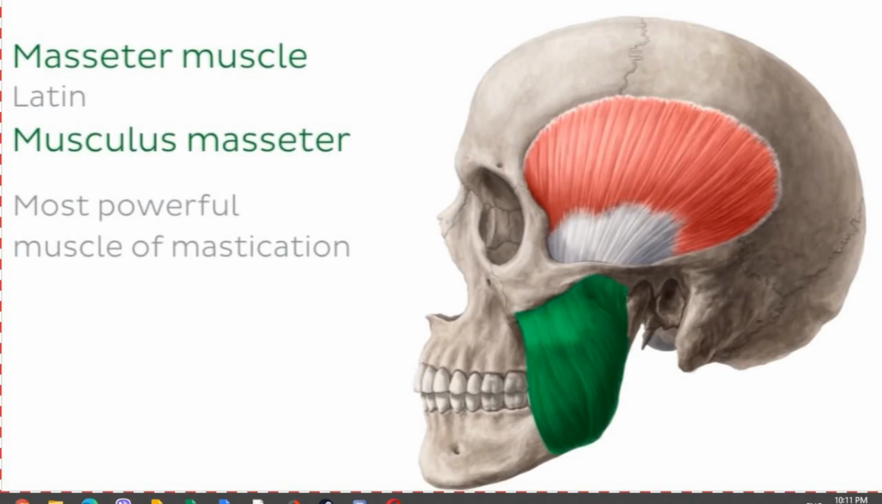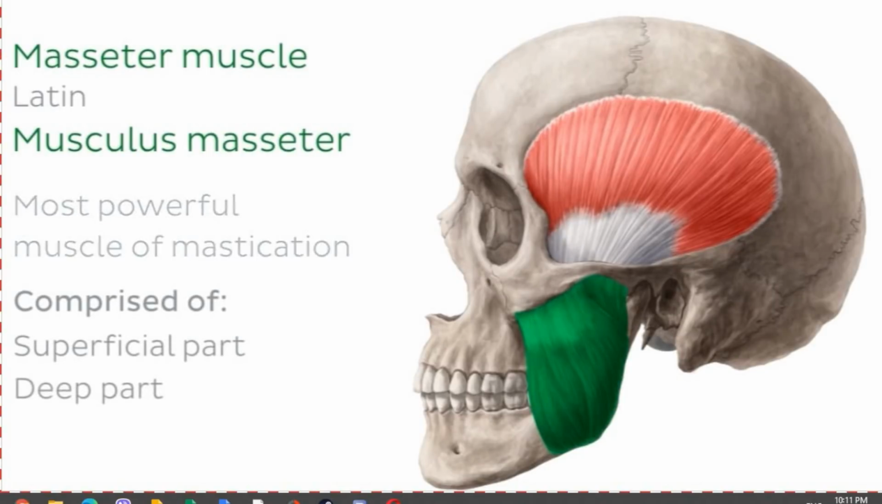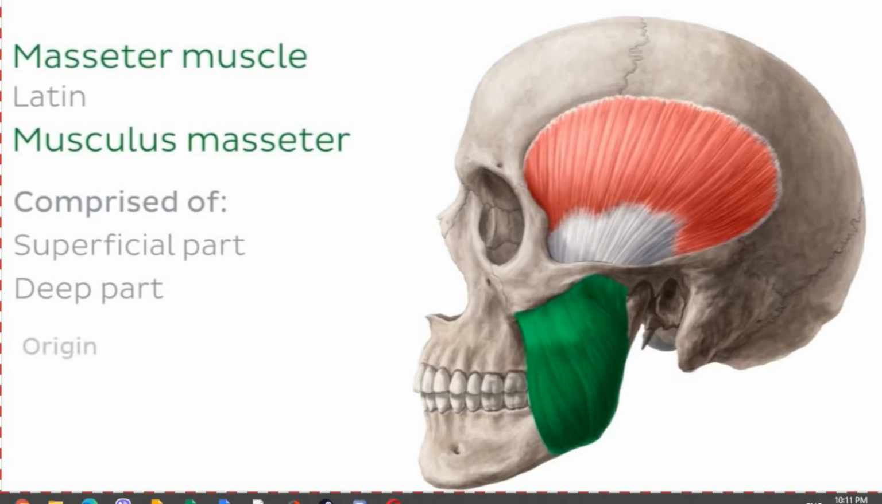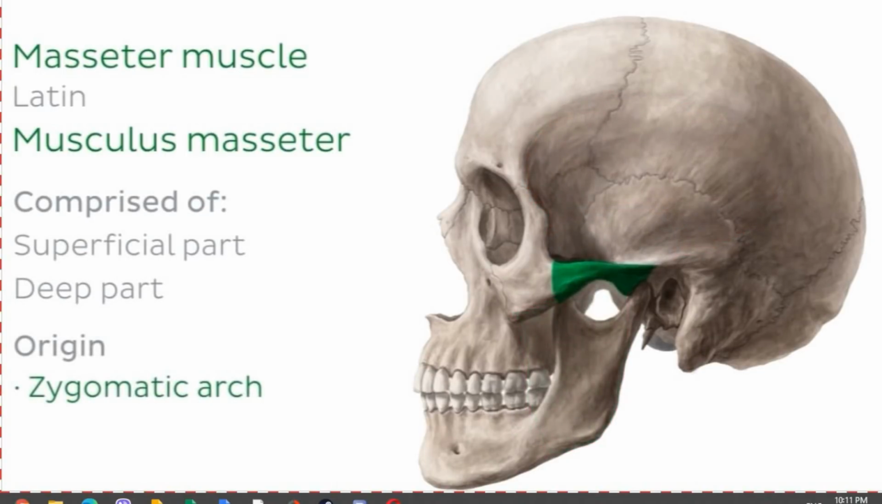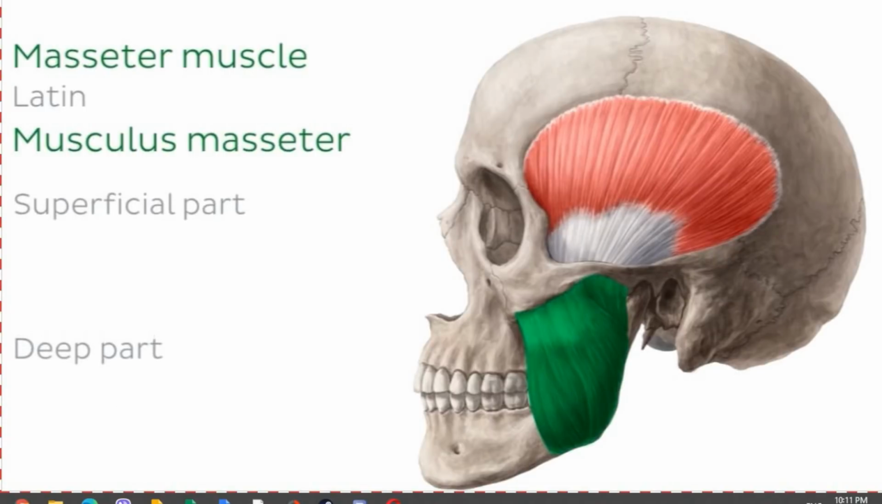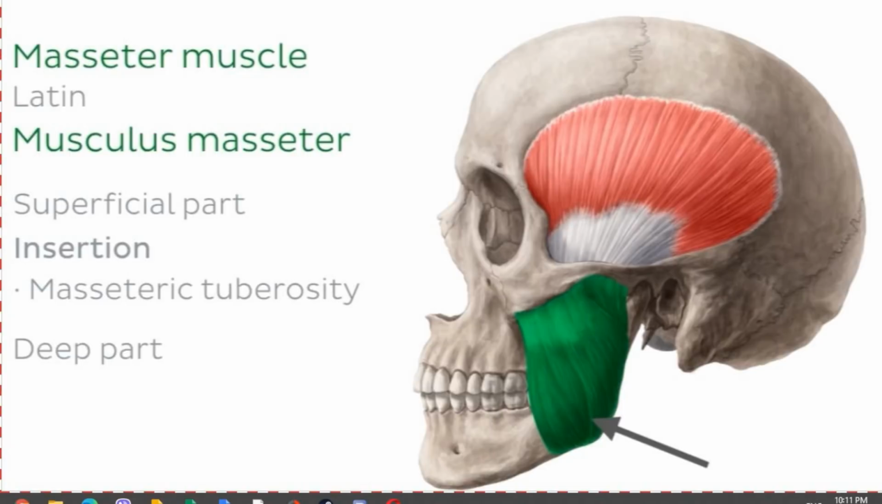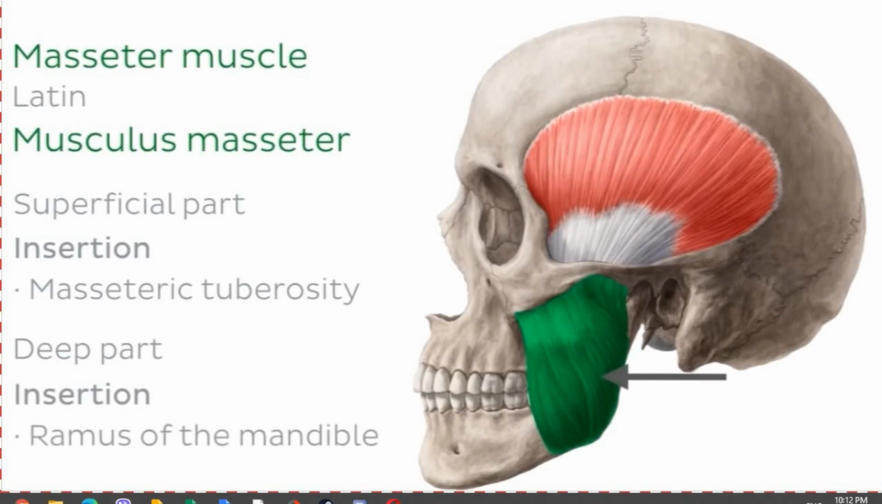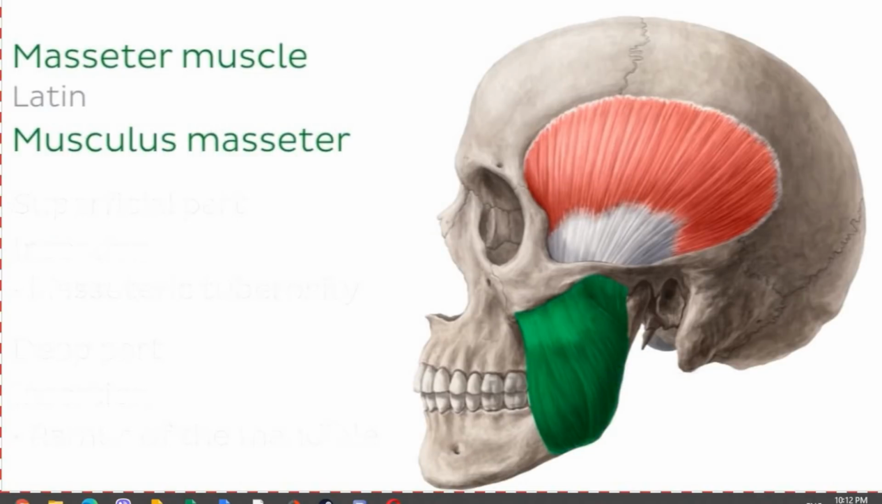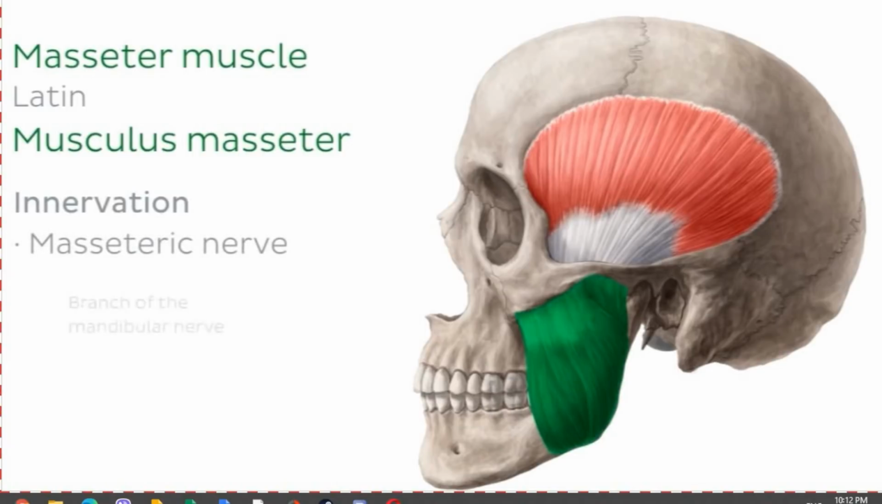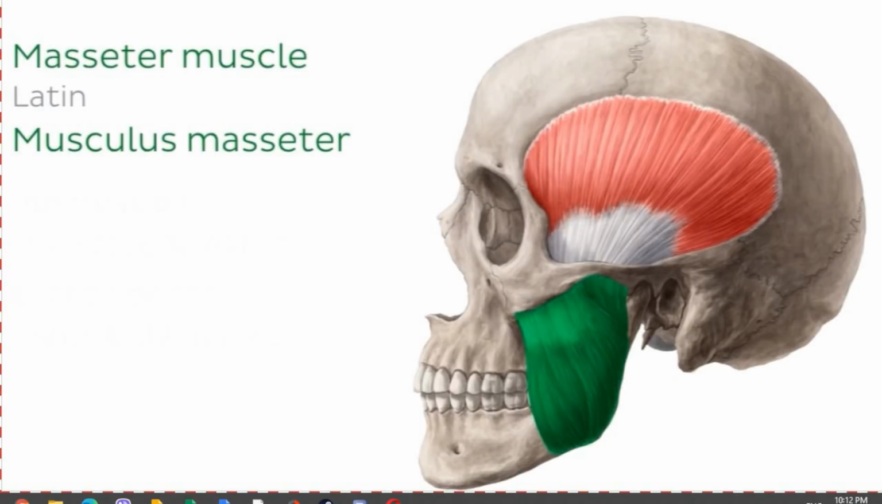This thick rectangular-shaped muscle is comprised of both a superficial and deep part. The two parts of this muscle both originate from the zygomatic arch. However, the superficial part of the muscle inserts on the masseteric tuberosity on the outer surface of the angle of the mandible, while the deep part of the muscle inserts onto the outer surface of the ramus of the mandible. The entire muscle is innervated by the masseteric nerve, a branch of the mandibular nerve, which is the third division of the fifth cranial nerve, the trigeminal nerve.